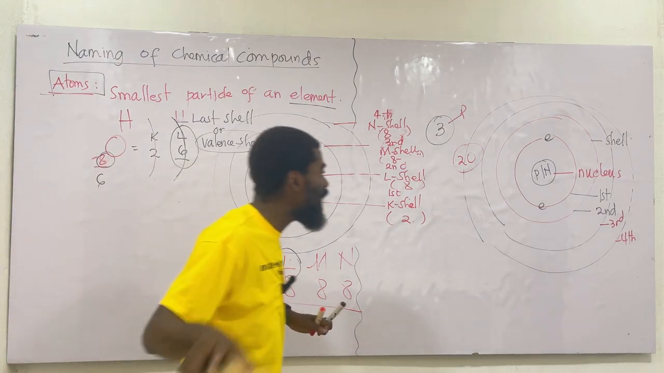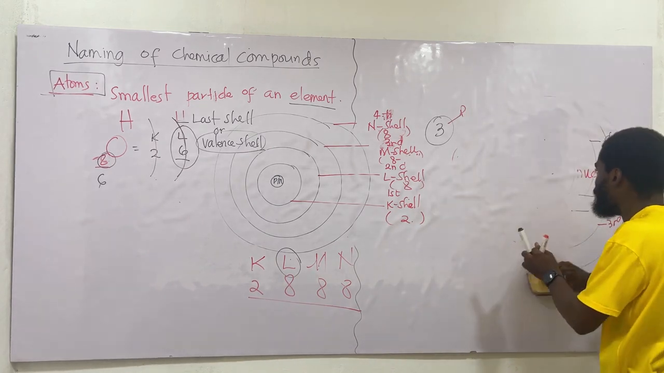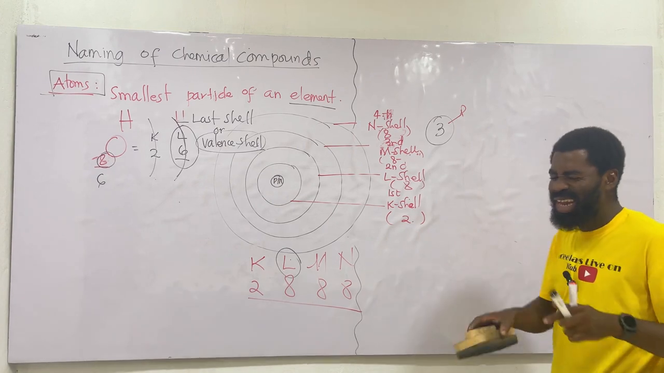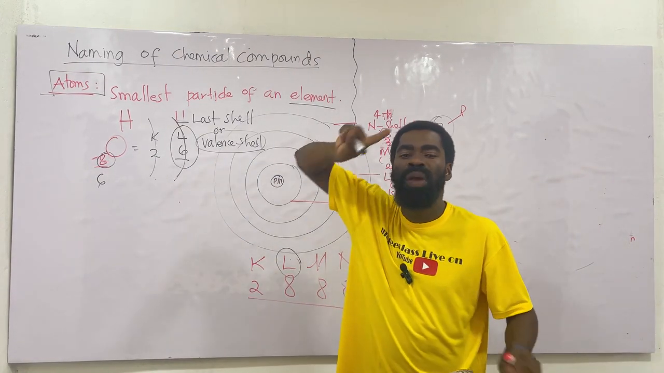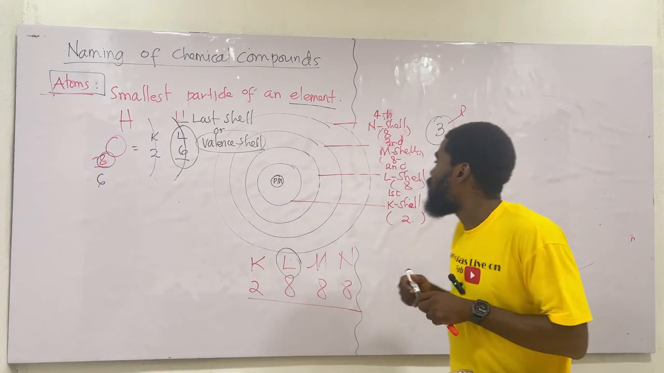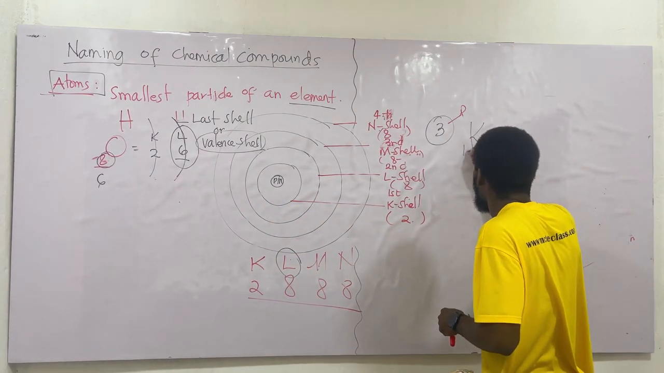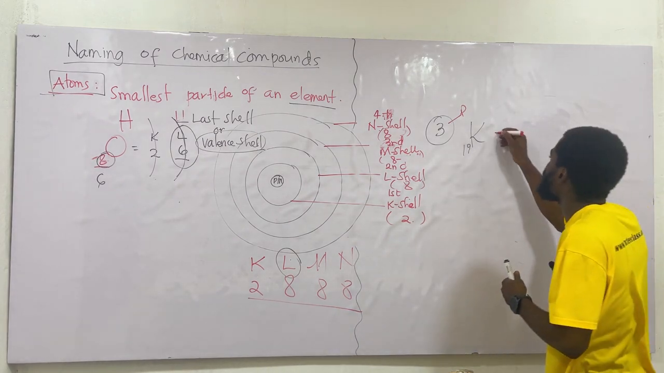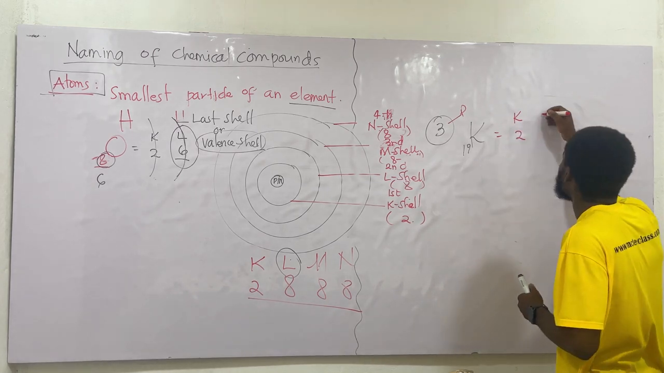Let's try another element, number 19, which is potassium. Like I said, you have to know all your first 20 elements with their atomic numbers. Once you know the atomic number and understand configuration, you'll be able to write the configurations of the first 20 elements. So let's go. Potassium is 19. Electronic configuration: the K shell is going to take how many? 2. We still have 17 more.